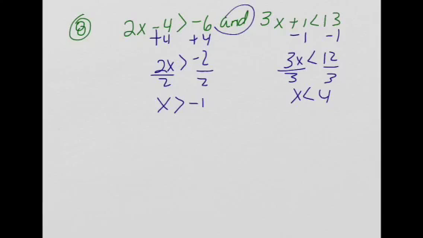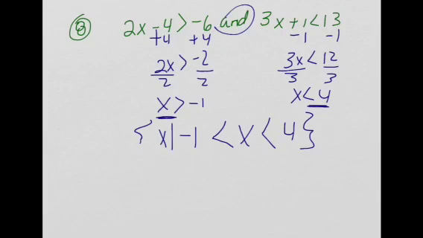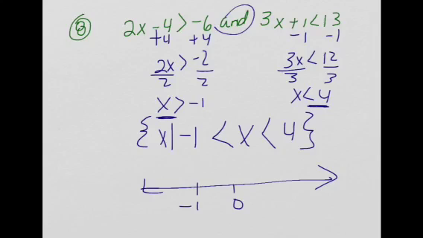Now, because this is an AND, we need to put the x in the middle. We have our -1 on this end. We have our 4 on this end. You'll notice here that the x is being eaten by the alligator, so we need to make sure that that happens. And we'll notice here that the 4 is being eaten by the alligator, so we'll put that in. Put it into set builder notation. And graph. Open circles on both ends, and the center colored in.